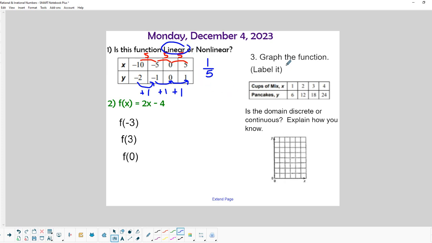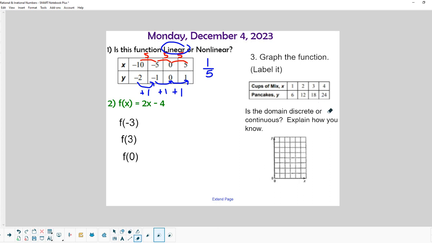All right, how about over here? Graph the function and label it. Okay, so cups of milk, 1, and pancakes, 6. So over 1, up 1, 2, 3, 4, 5, 6. So it takes 1 cup of milk to make 6 pancakes. Oh, I can see we got a problem here. If you notice, the graph has not been labeled, and our numbers are going to get really big really quick. So I'm going to need to alter my graph a little bit.